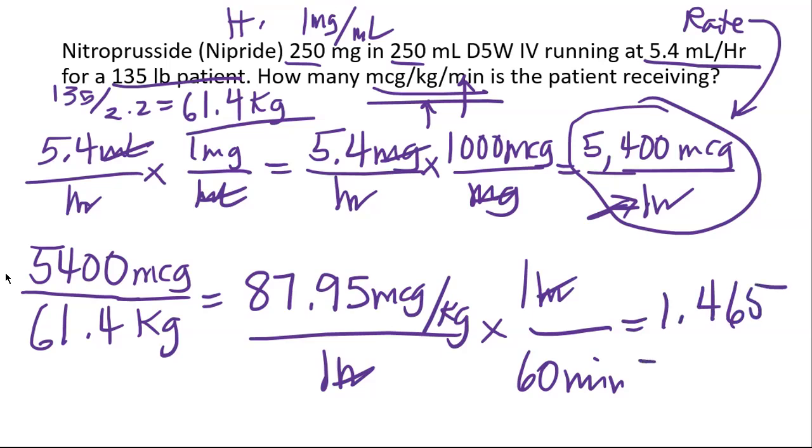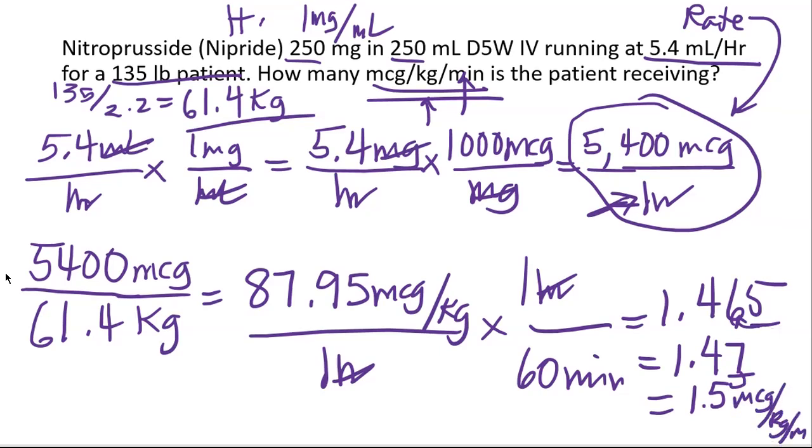So we go 1.465, which is actually 1.47 or 1.5. Okay, so we rounded here. Round it up for that reason. With this one, we round up again. So this is your micrograms per kilogram per minute. Okay, so that's your answer for that one.